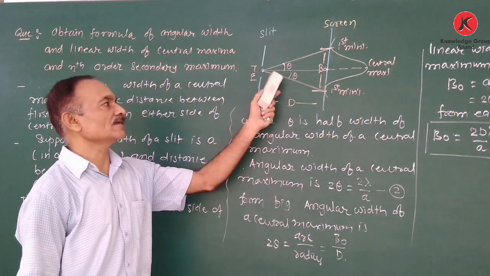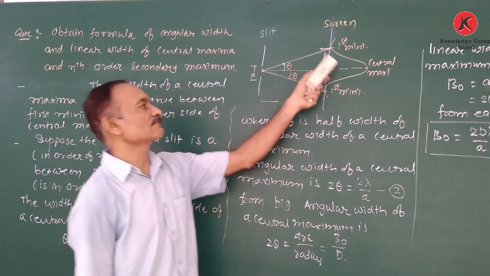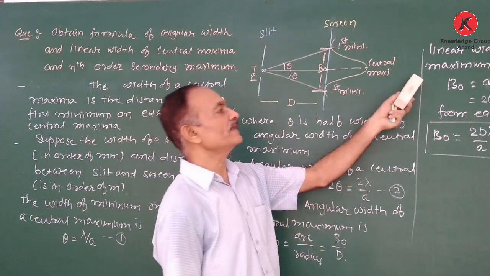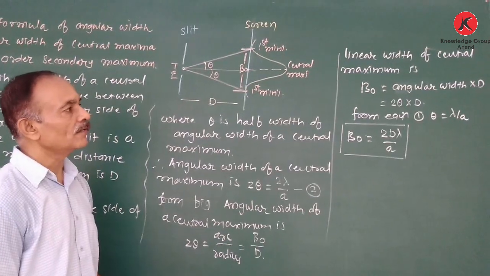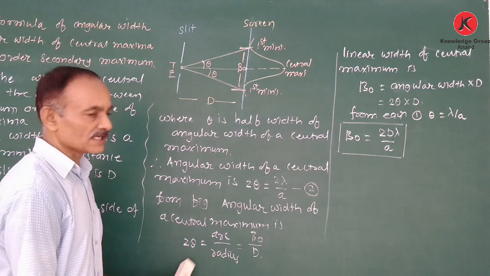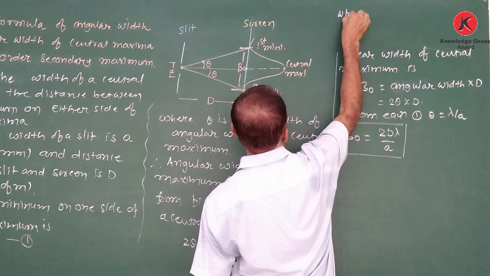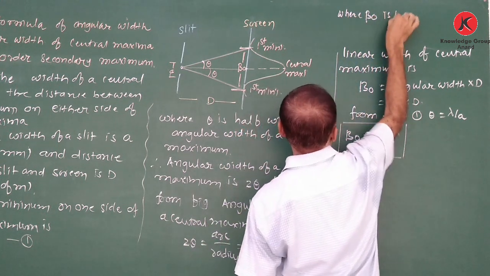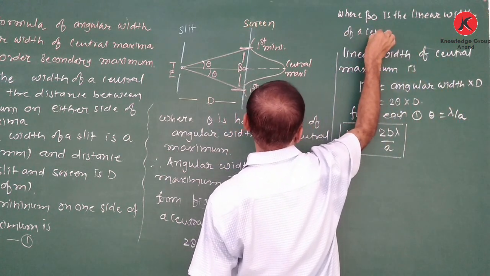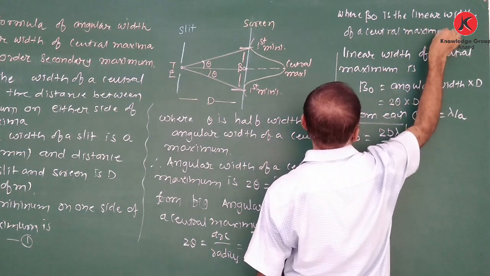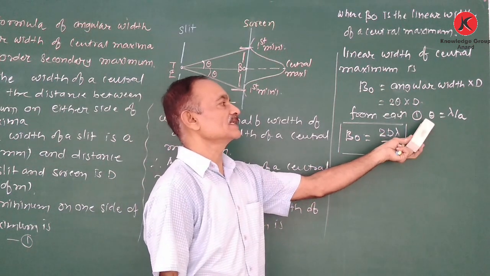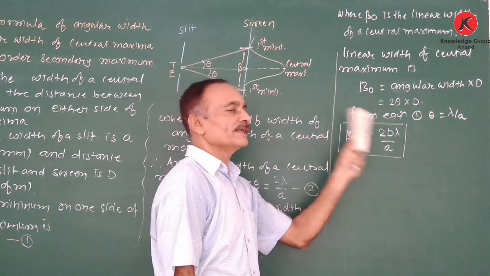Now, from the figure, the angular width of the central maximum, from the definition of angle in radians, theta is equal to l upon radius. l is beta 0 and radius is D. Therefore, 2 theta is equal to beta 0 upon D. Therefore, the linear width of the central maximum, beta 0, the distance between the first minimum on either side of the central maximum, is angular width into D. The angular width is 2 theta, where theta is equal to lambda upon a. So 2 lambda upon a into D.